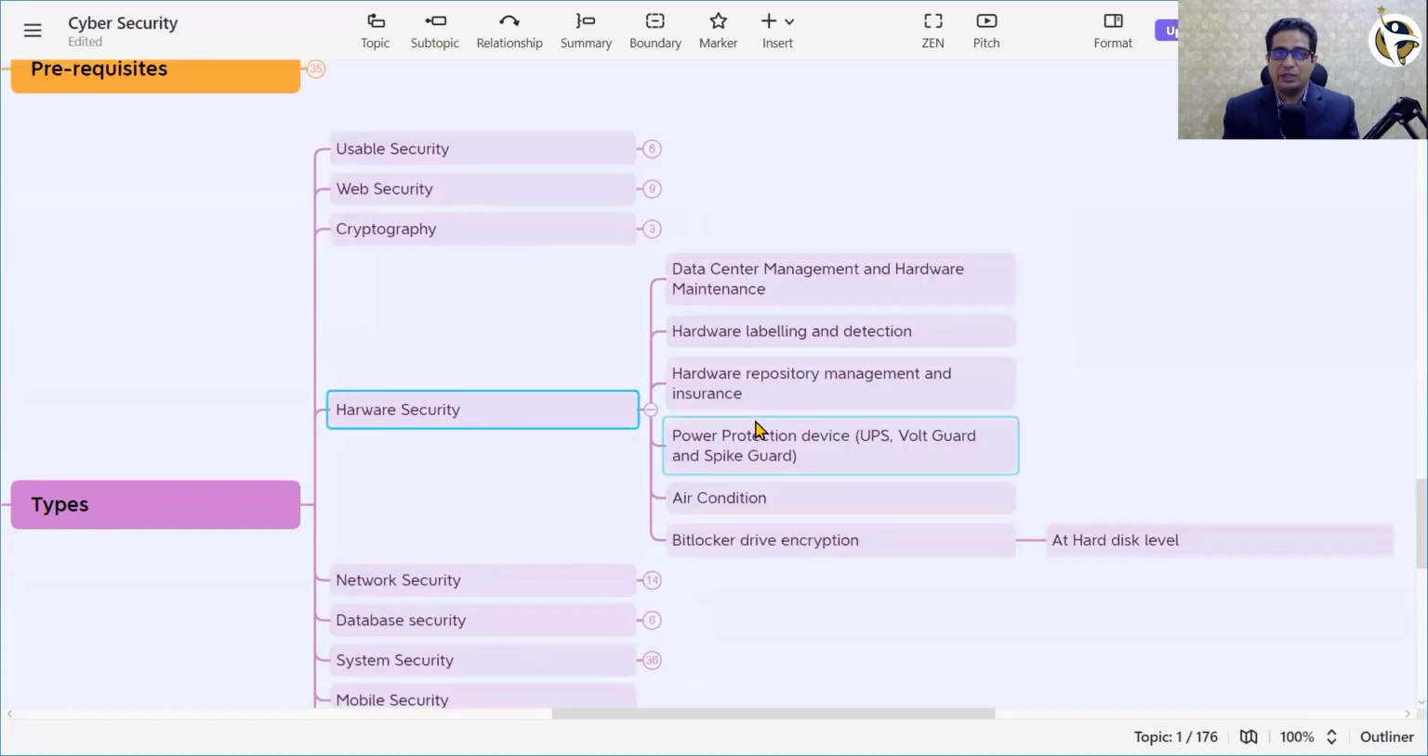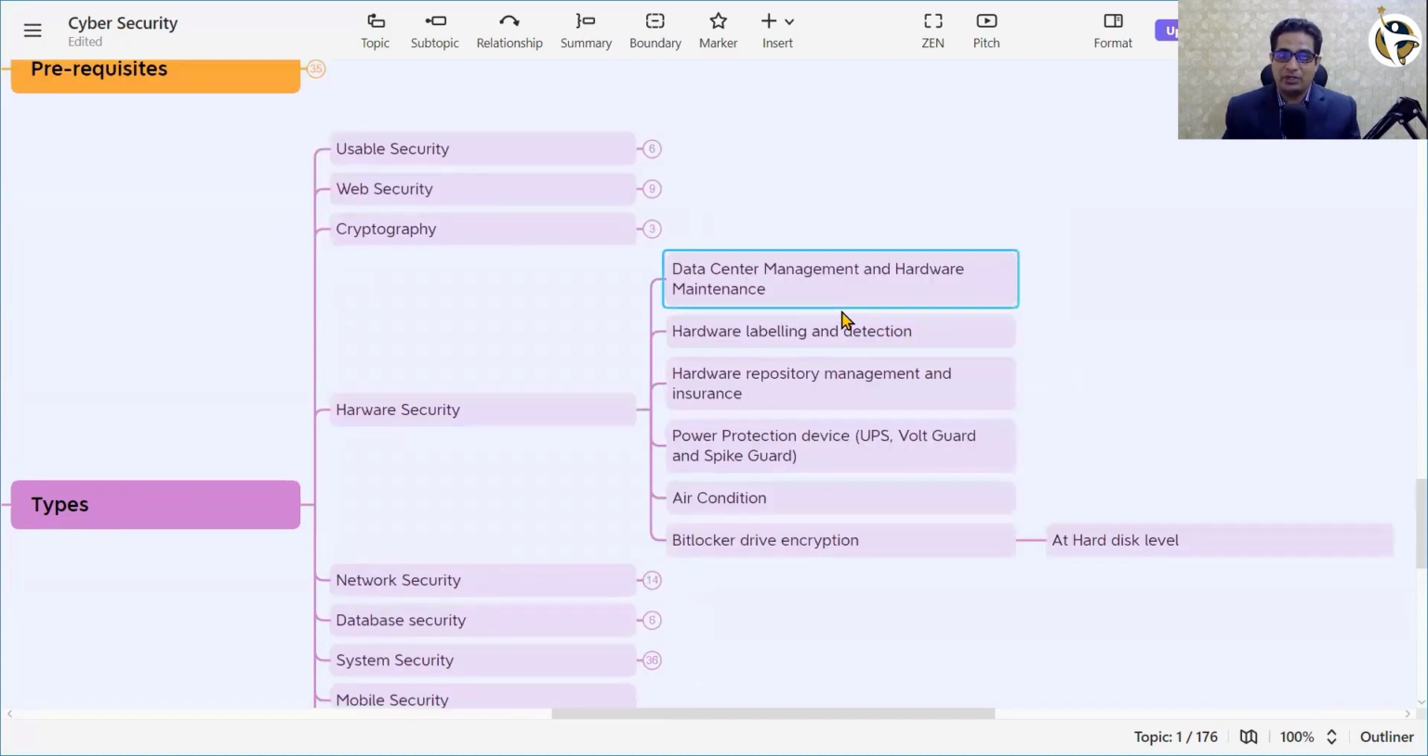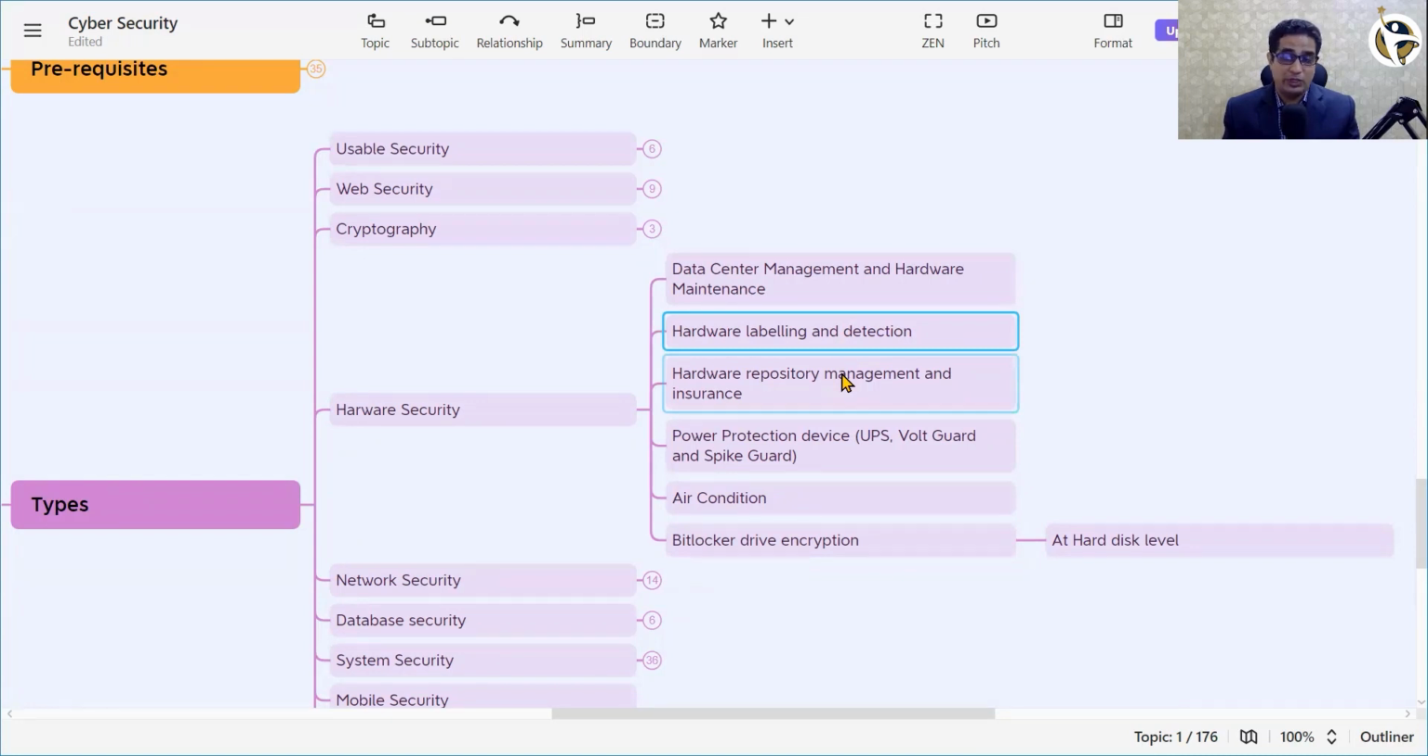Coming to the hardware security. As part of hardware security, you need to be good in data center management and hardware maintenance. Hardware labeling and detection is very important. When you are working in a wide network and any hardware fails, you should be in a good position to detect that hardware immediately and fix it if there is anything wrong. In big data centers, it could be power disconnection or some cable being broken. Those are common issues, and that's where hardware labeling and detection plays a very important role.